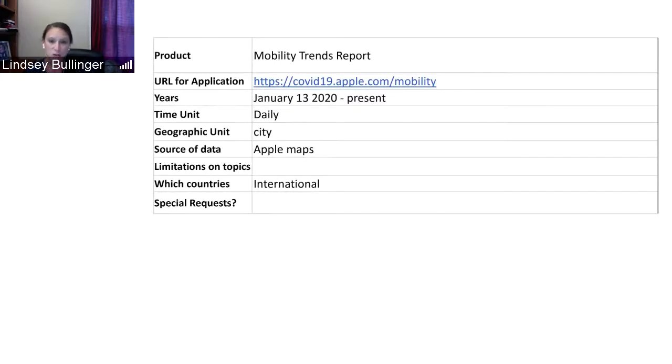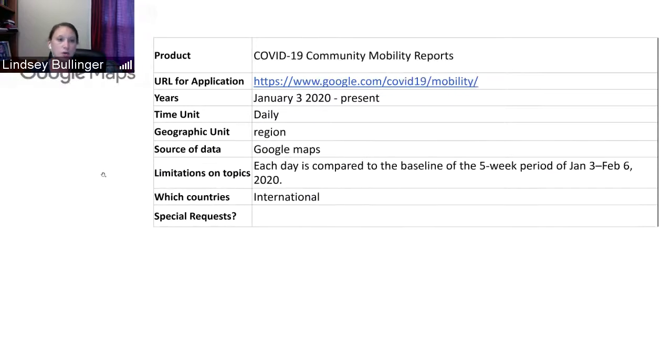Apple Maps has also produced some interesting data in their mobility trends report, and so there's the link for these data, and they have data from January 13th, 2020 up until the present time, and these data are at the city day level. The source of information here is coming from Apple Maps, and basically how often people are using that particular app and where they're going. And they have data internationally.